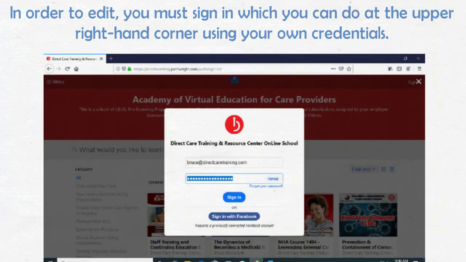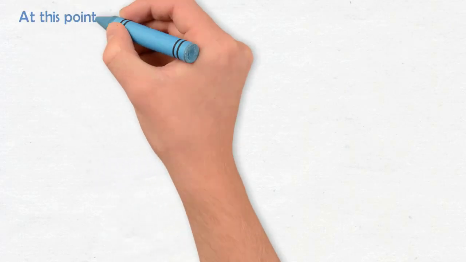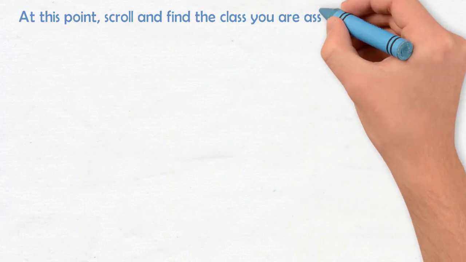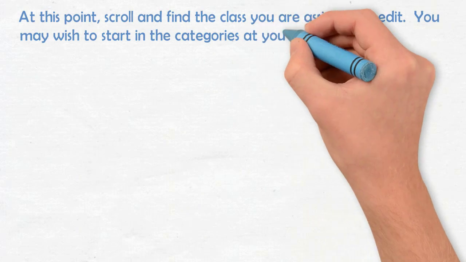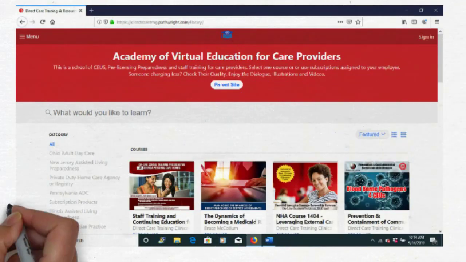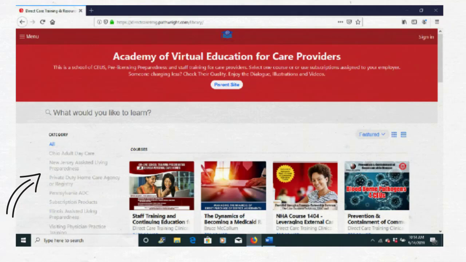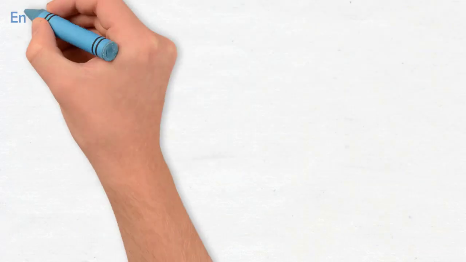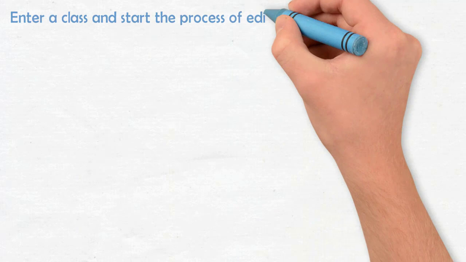At this point, scroll and find the class you are assigned to edit. You may wish to start in the categories at your left or scroll through all of the courses. You can filter by category if you wish. Enter a class and start the process of editing.